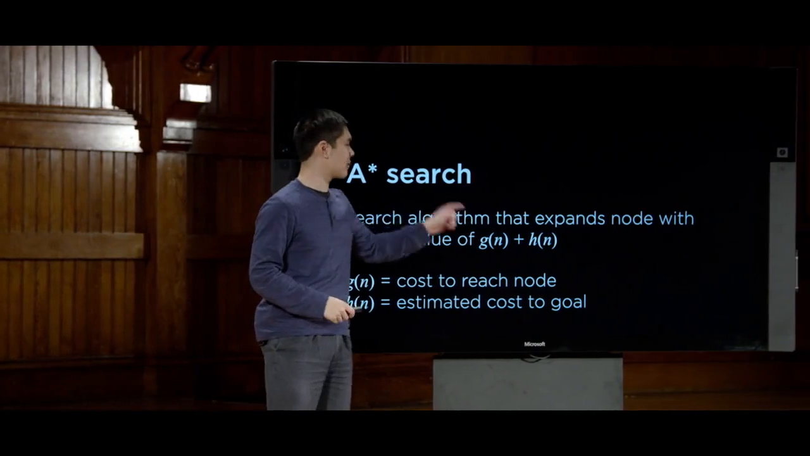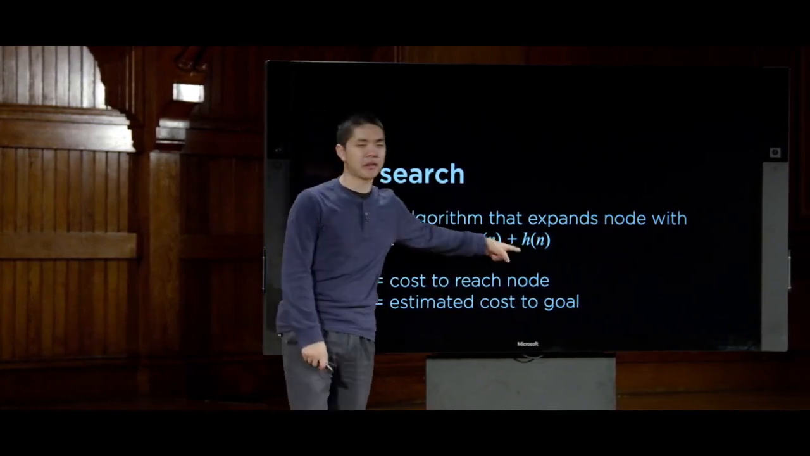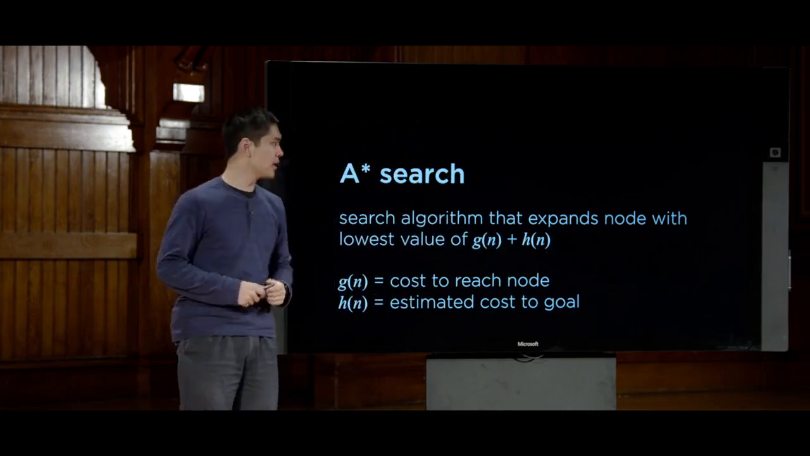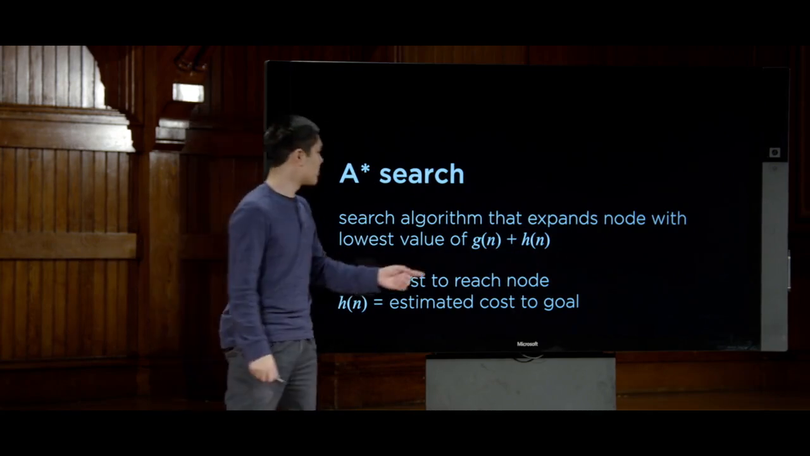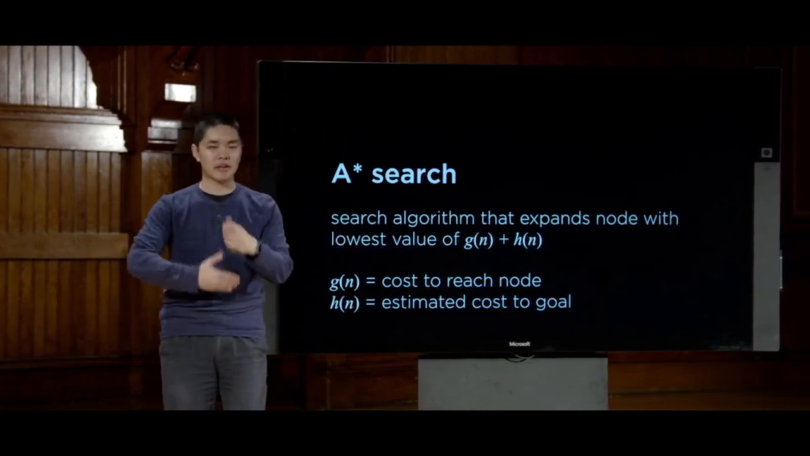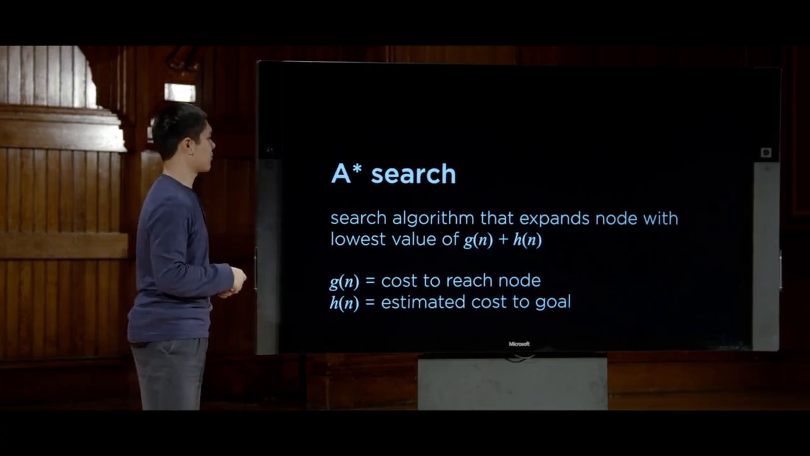So it searches by expanding the node with the lowest value of g(n) plus h(n). h(n) is that same heuristic that we were talking about a moment ago that's going to vary based on the problem. But g(n) is going to be the cost to reach the node, how many steps I had to take, in this case, to get to my current position.